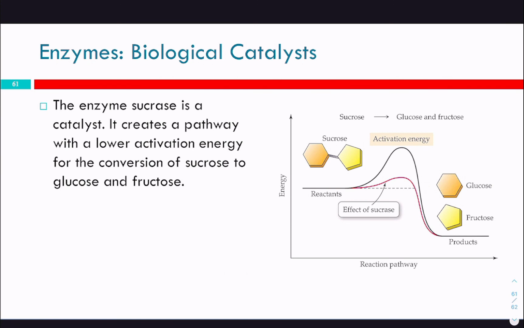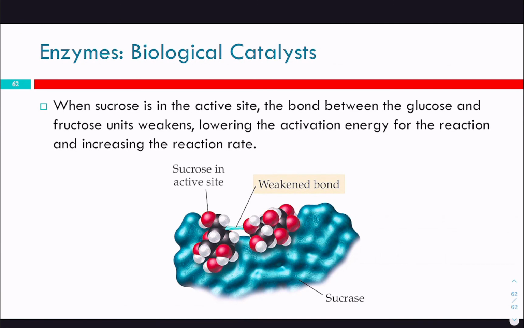So the enzyme sucrase is a catalyst, creates a pathway with lower activation energy. We talked about that. This is the cool thing, though. When sucrose gets into the active site of this enzyme, it strains that bond, actually physically strains the bond by holding it in a position where it's easier to break that bond. So you can split sucrose into glucose and fructose units more easily.